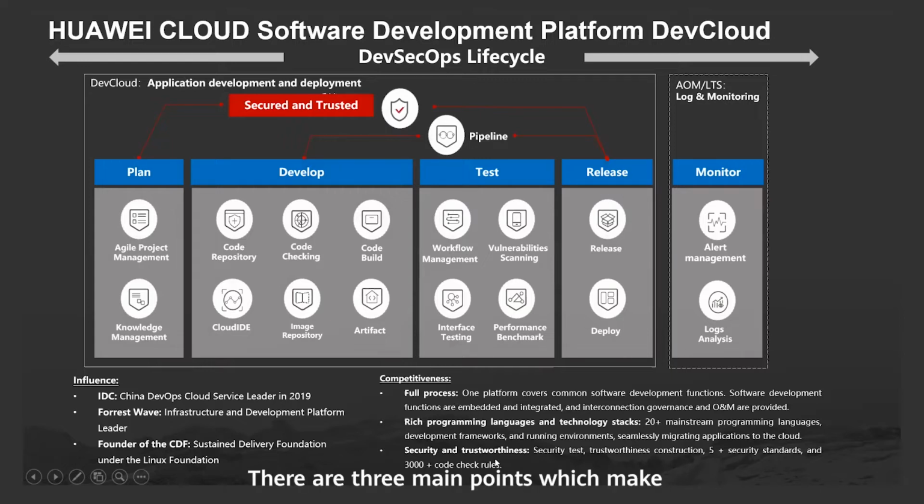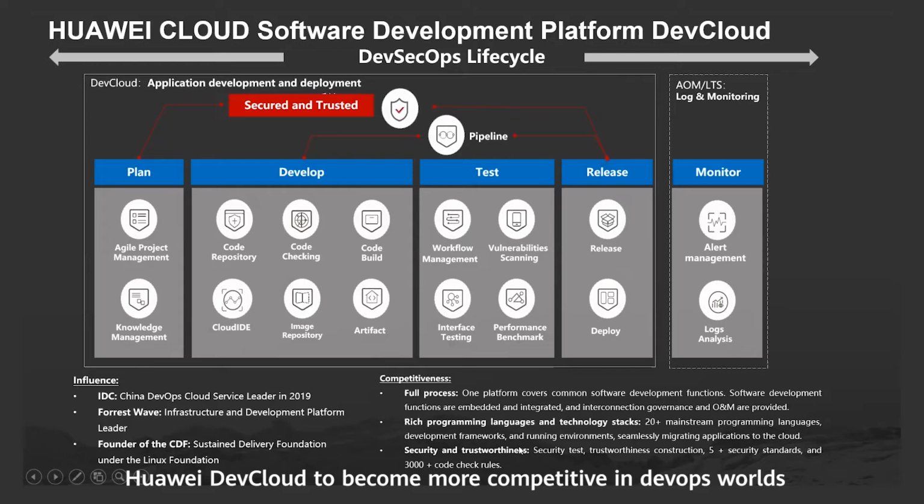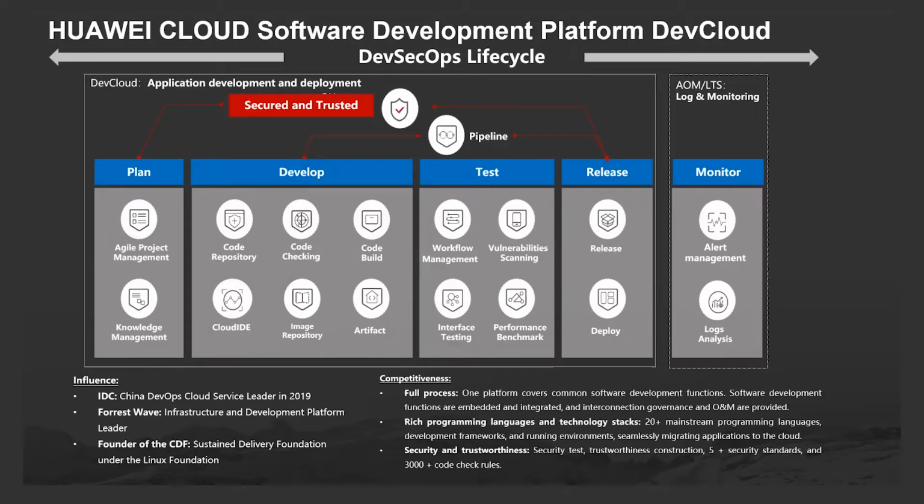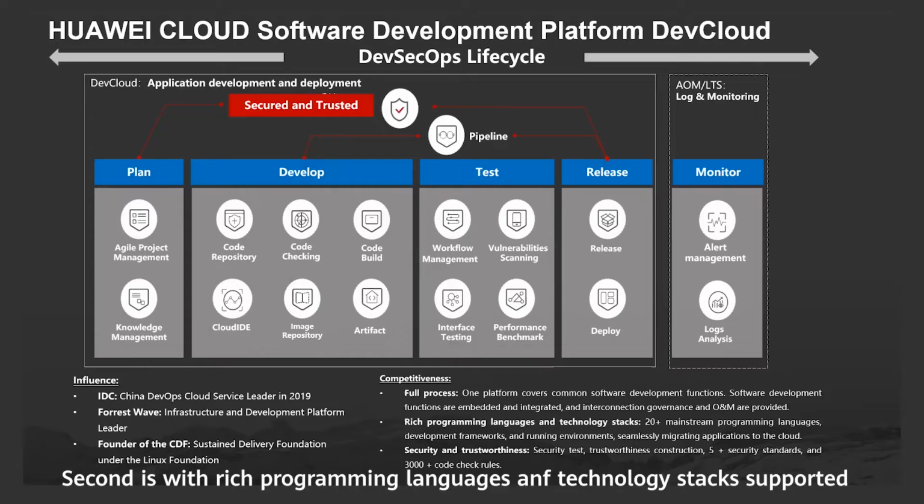So there are 3 main points which make Huawei DevCloud more competitive in the DevOps world, such as facilitating a full process of development. DevCloud is one platform that can cover common software development functions in which the functions are embedded, integrated, interconnection governance, and OMM provided. Second is the rich programming languages and technology stacks are supported.